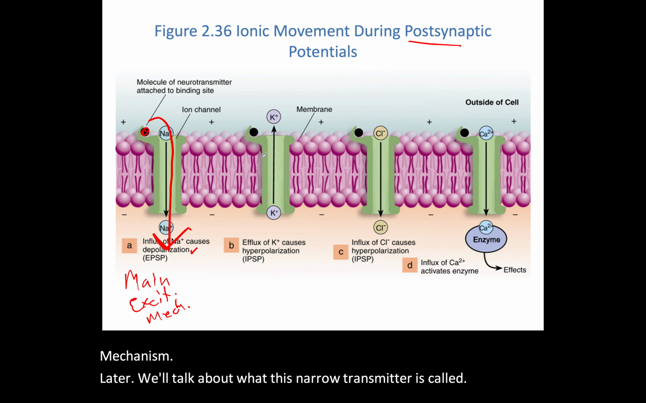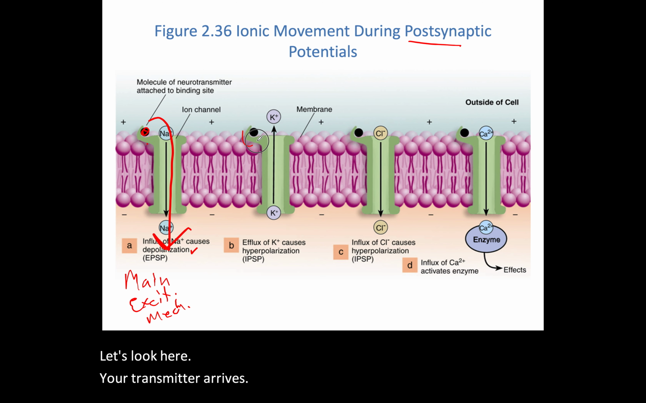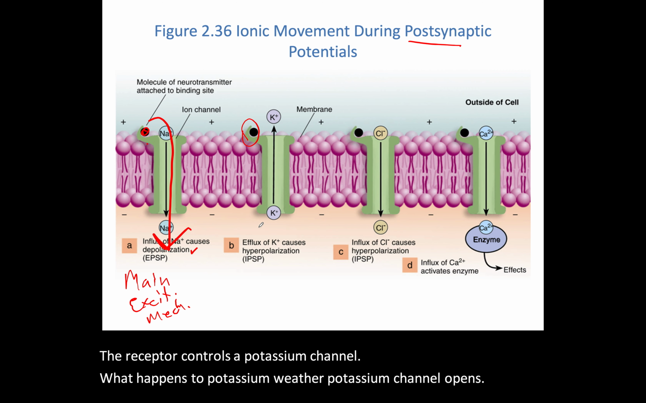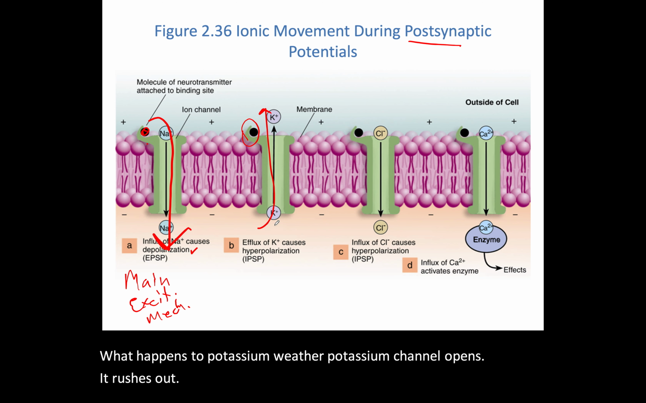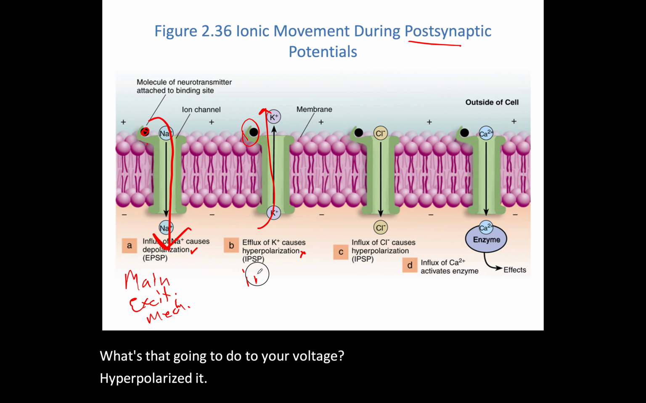Let's look here. Neurotransmitter arrives. The receptor controls a potassium channel. What happens to potassium when a potassium channel opens? It rushes out. What's that going to do to your voltage? Hyperpolarize it. This is inhibition.